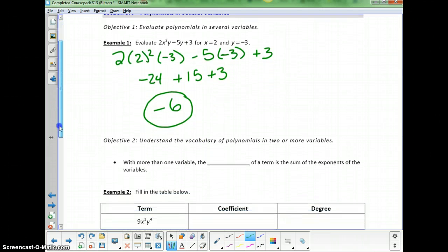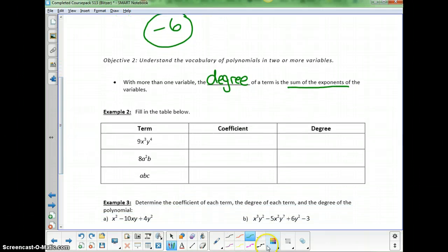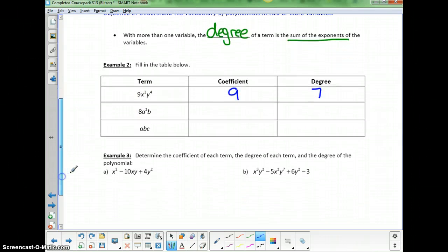In objective 2, understanding the vocabulary of polynomials in one or more variables. With more than one variable, when we talk about degree, as we talked about in one of the previous sections, the degree of a term with more than one variable is the sum of the exponents on the variables. So let's fill out this chart right here. In the term 9x cubed y to the fourth, the coefficient is 9 and the degree is 7. That's the sum of the degrees of each of the variables. In the next one, the coefficient is 8 and the degree is 3, 2 and 1. And in the last one, ABC, the coefficient is 1 and the degree is also 3, 1 on each of the three variables.